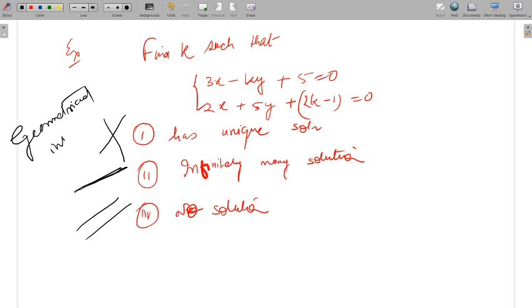So this is the geometrical interpretation, right? And you have conditions for all these different solutions. So for a unique solution, it is A1 upon A2 is not equal to B1 upon B2. Like that, you have got conditions. So solve them, tell me the answer.